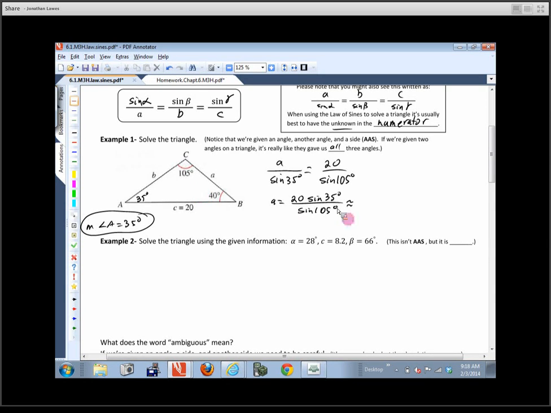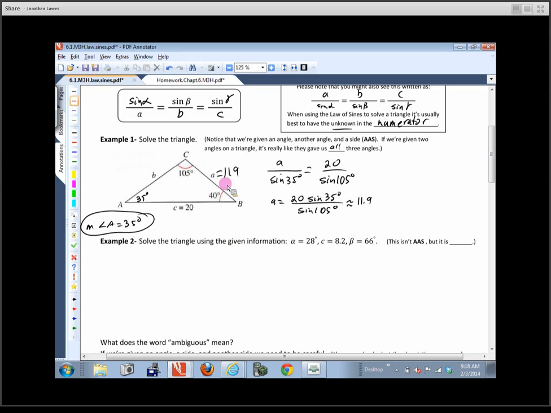So when you type that into your calculator, again, making sure you're in degree mode, anybody got that? What'd you get? 11.87. Okay, and we'll round to the nearest tenth here. So 11.9, is that pretty close? Okay, so we're going to call this one 11.9.